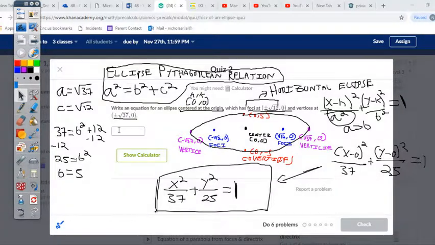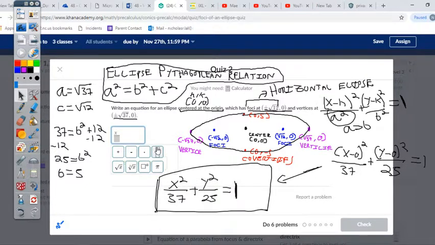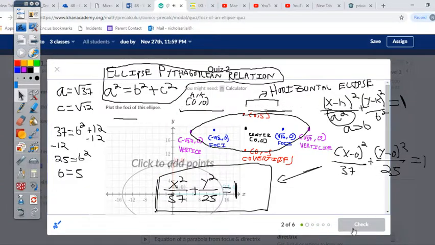So let's type in our answer. X squared over 37 plus y squared over 25 is going to be equal to 1. Great. Let's clear our annotations.